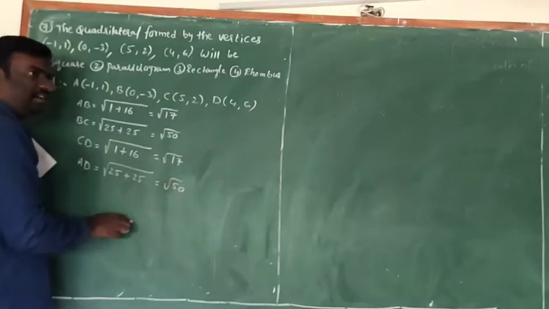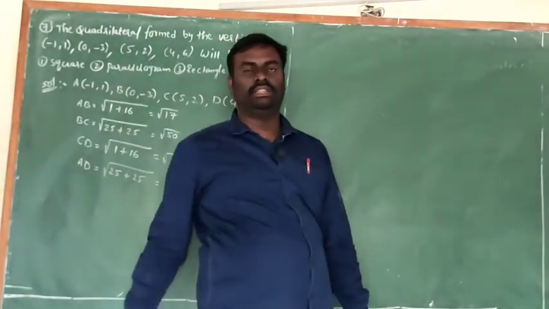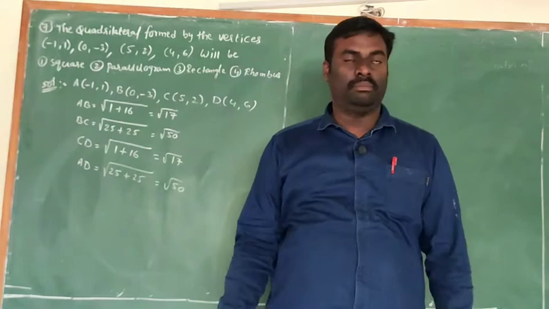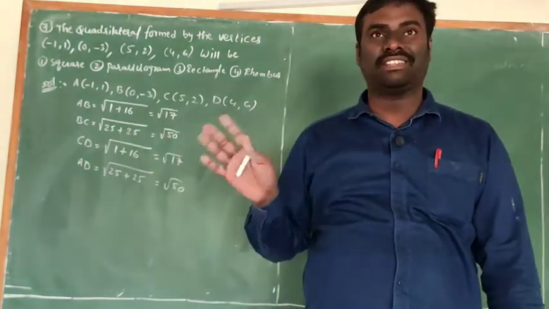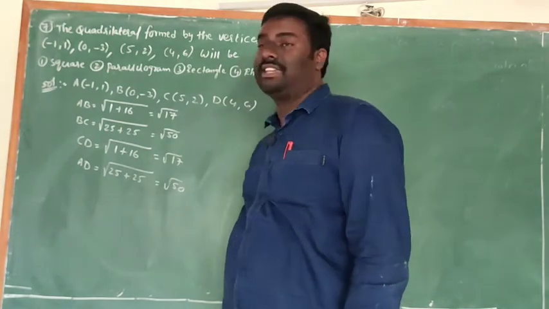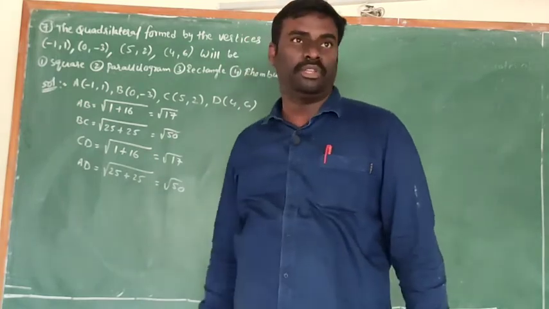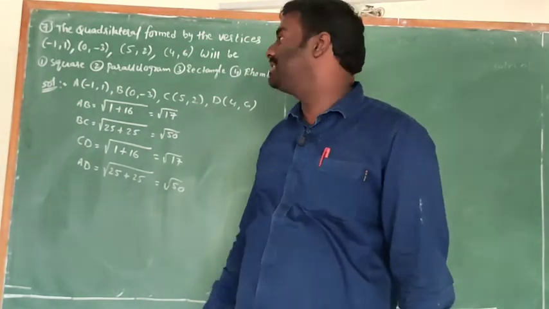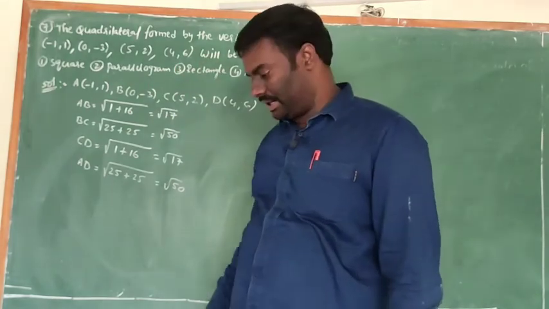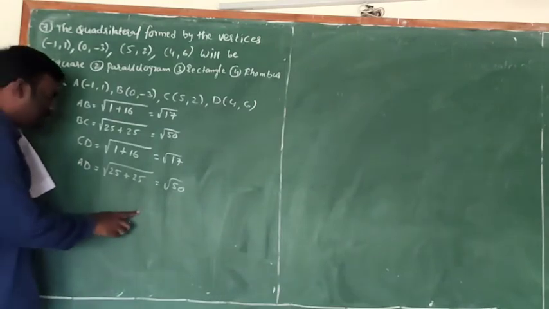See, finally we got AB, BC, CD, AD. According to this, there is no chance for square and rhombus, because we didn't get all sides equal. We got AB, CD are the same, opposite sides are equal. BC, AD, opposite sides are equal. Means the answer is either parallelogram or rectangle. Okay. Next, how to verify whether it is a parallelogram or rectangle?